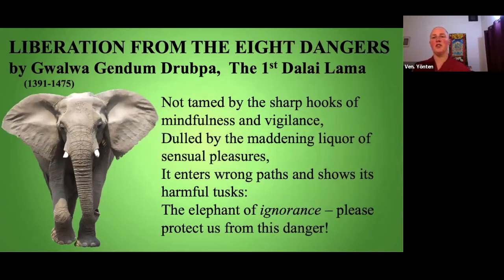Not tamed by the sharp hooks of mindfulness and vigilance, dulled by the maddening liquor of sensual pleasures, it enters wrong paths and shows its harmful tusks. The elephant of ignorance, please protect us from this danger. So we're afraid of crazed elephants who trample villages, when really we should be afraid of our ignorance and what it does. Because of our ignorance, we enter into wrong paths. We get dulled by sensual pleasures. We lose our mindfulness.